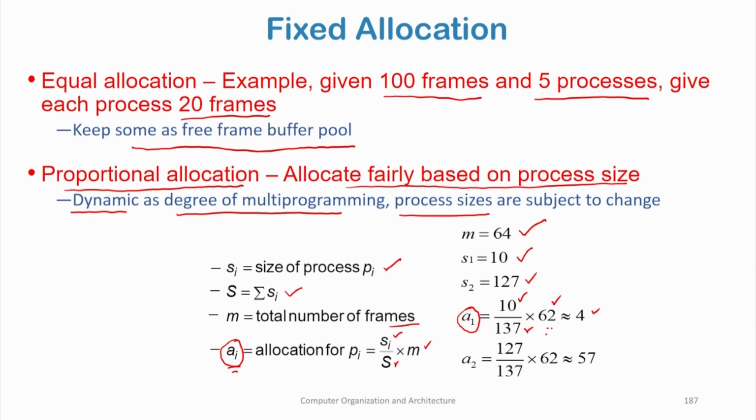And then how many frames will the second process get? The second process will get 127 divided by 137 into 62, which is approximately equal to 57. So, here we are allocating frames proportionally based on sizes. We are allocating frames proportionally to processes based on the size of the processes in terms of the pages it requires.